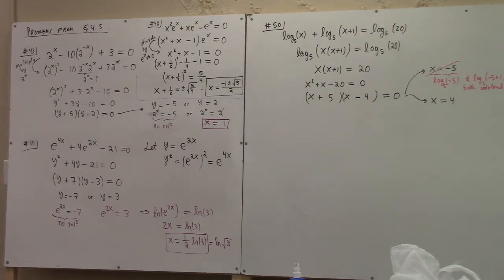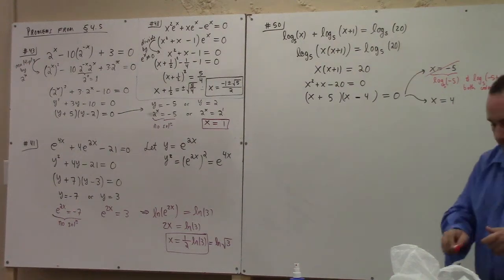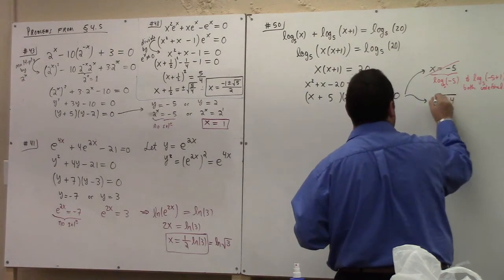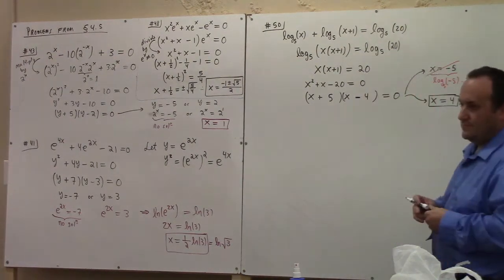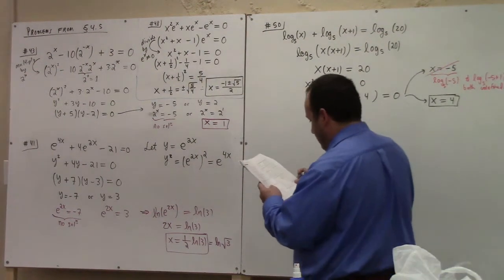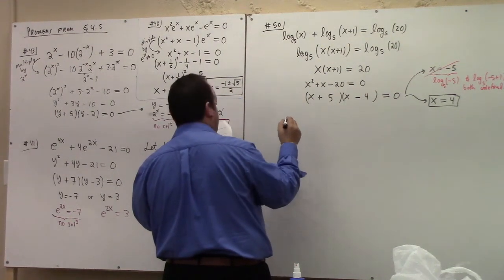X equal to 4, on the other hand, you can check it, right? Log base 5 of 4 plus log base 5 of 5 is equal to log base 5 of 20. I mean, you can plug 4 back into the original equation, and it works. So there you go. That is the answer here. 4. Let's try out another one of these. Like number 52.